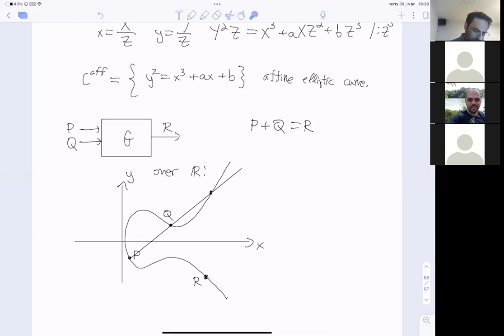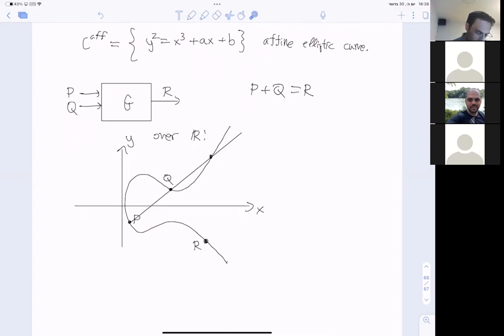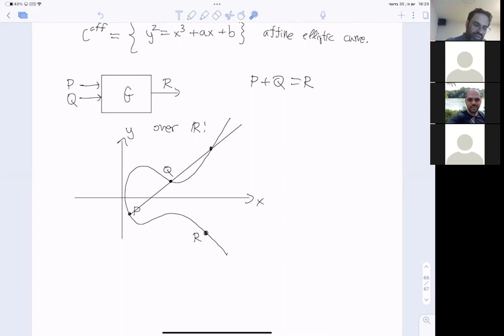Why we take the reflection, I will explain. But for now, I just want to describe the group operation. Now, if I take two points which are the same, for example P plus P, for example here, this is P. So P plus P becomes a tangent line.